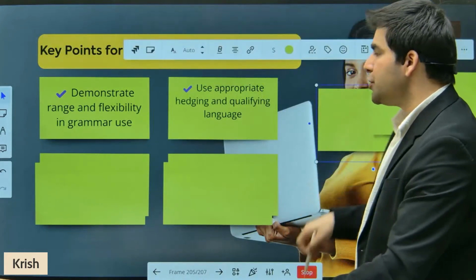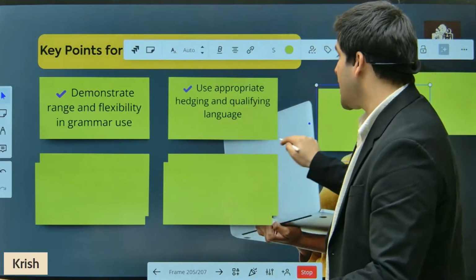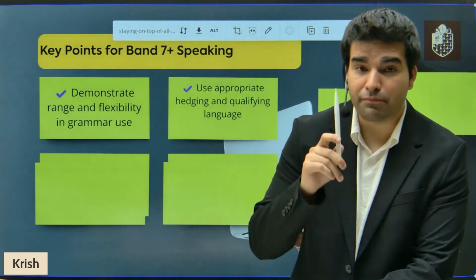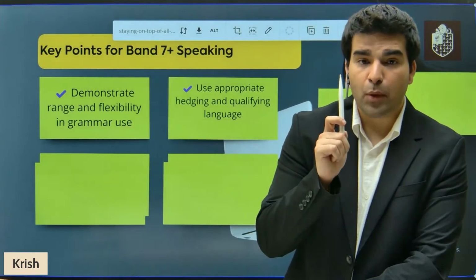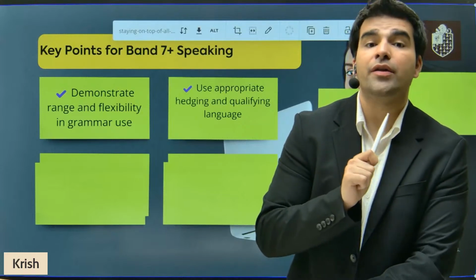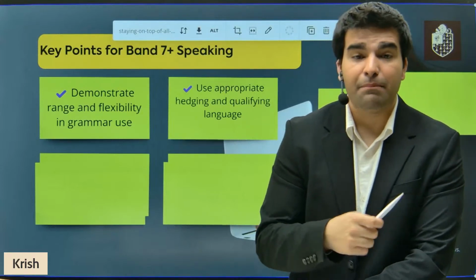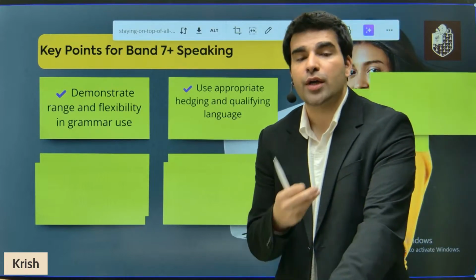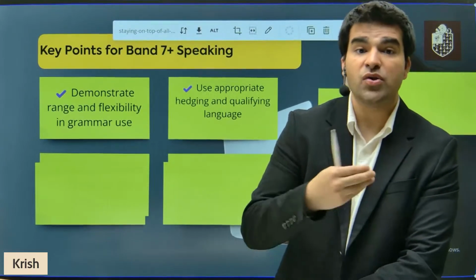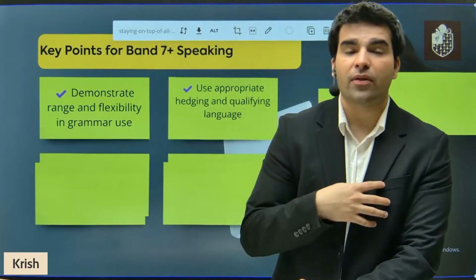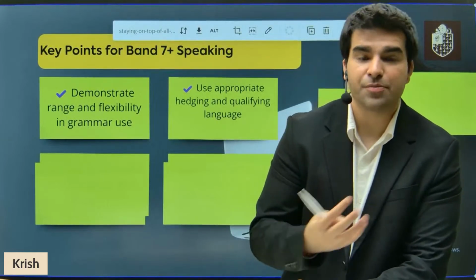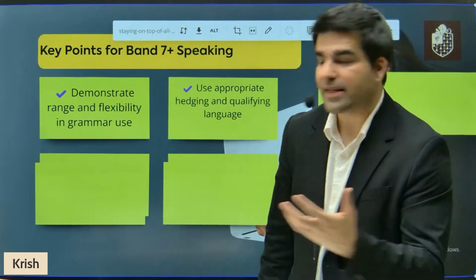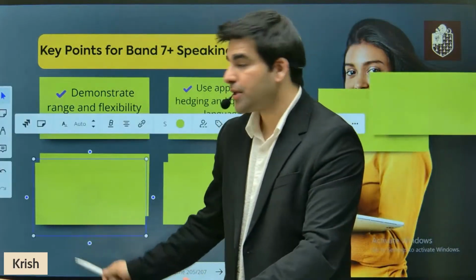Number two, use appropriate hedging and qualifying language. It is an academic interview, so make sure that whenever you talk, you open your mouth, you're using formal language because you're not talking to your friend. After all, you're talking to who? You're talking to an interviewer who's going to be assessing you based on the appropriacy of your language, basically, and the knowledge bank of your basically English language.